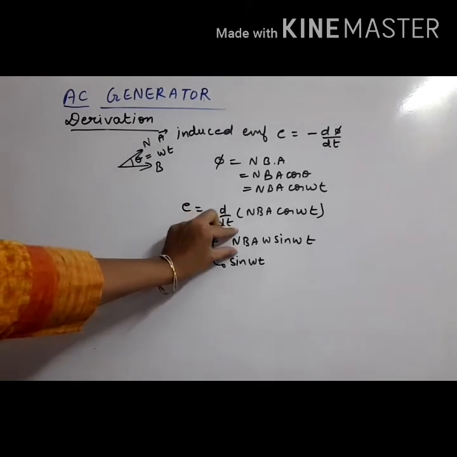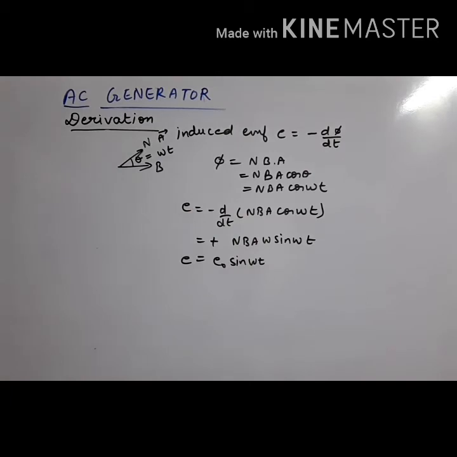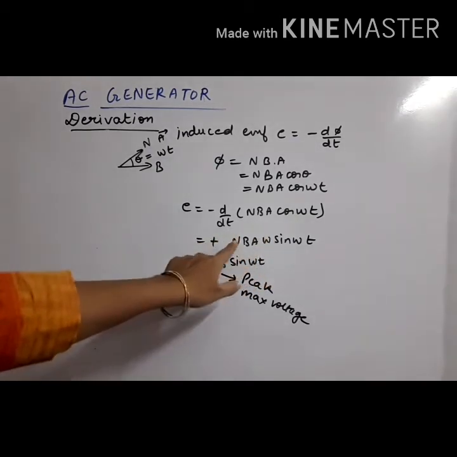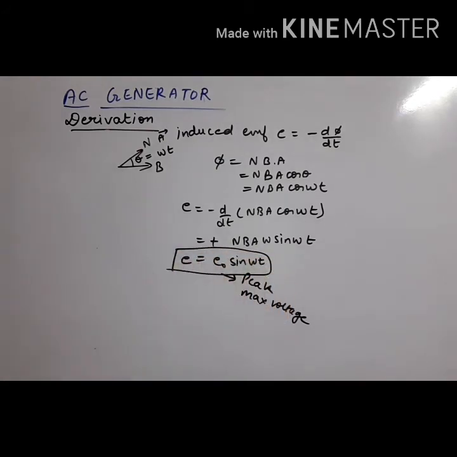Now NBA omega, these parameters are constants, so we can call them E0, the peak or maximum voltage. This will be the peak or maximum induced voltage. So E equal to E0, because we have called it E0, E0 sine omega t. So this way you can see that we have got an AC, that means we have got an alternating voltage equation here.